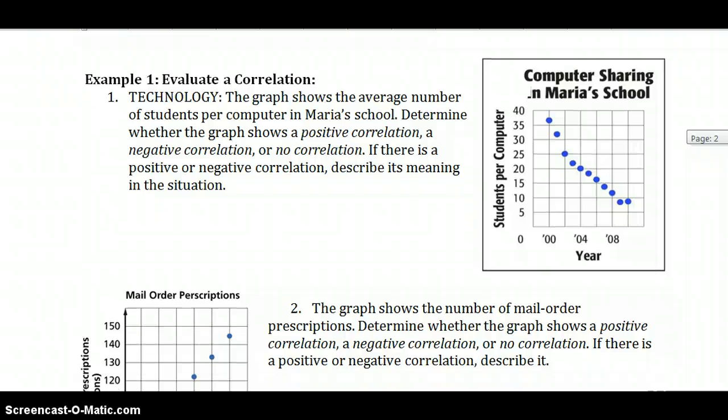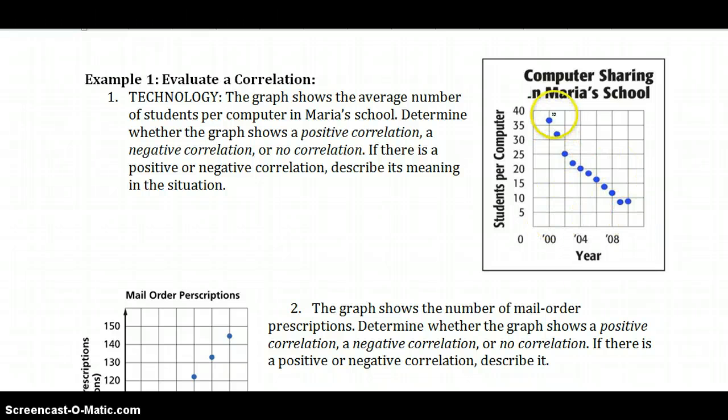Our first example is a technology survey. The graph shows the average number of students per computer in Maria's school. Determine whether the graph shows a positive correlation, a negative correlation, or no correlation. If there is a positive or negative correlation, describe its meaning in the situation. So it's computer sharing in Maria's school. So every year since 2000, the number is going down.